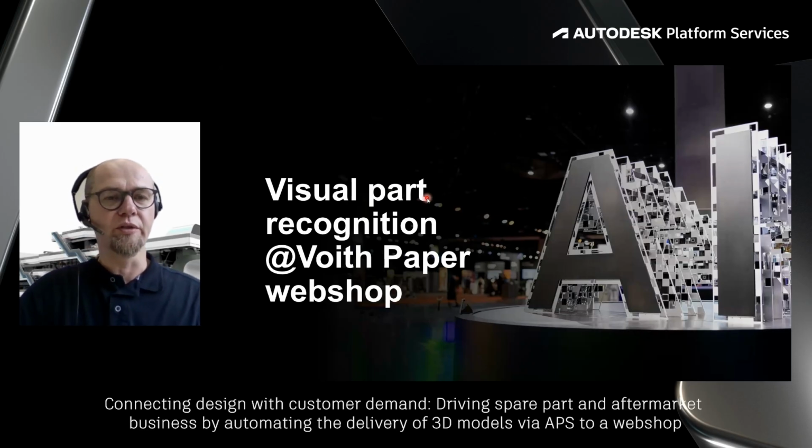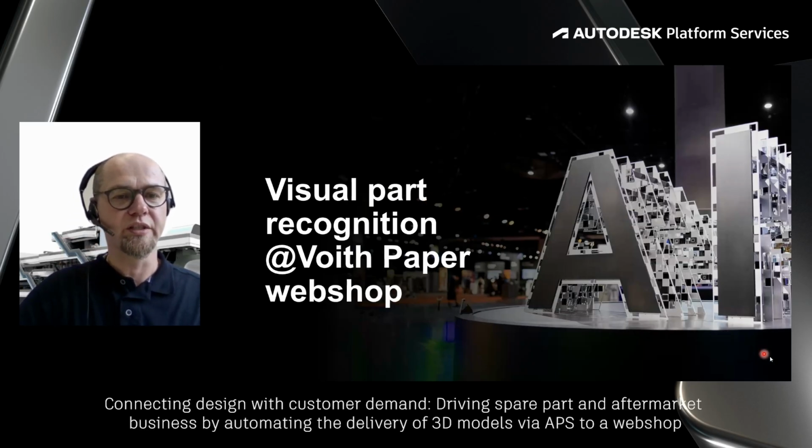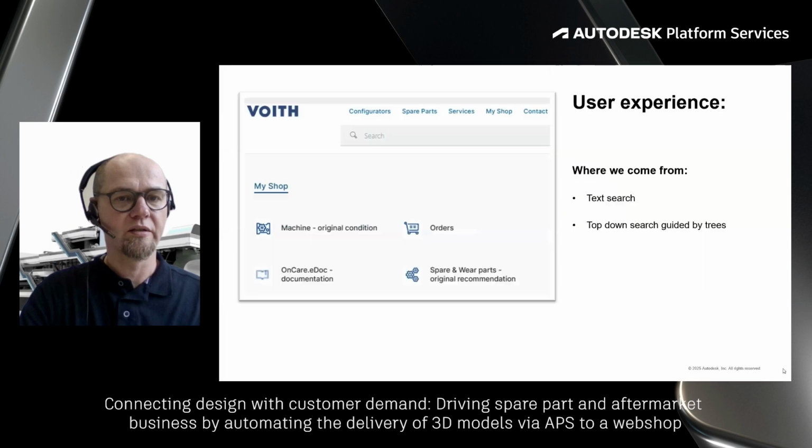Let's come to the second point, visual part recognition at the Voith Paper webshop. Once we had our 3D models in the webshop, we thought, what else other than visualization can we do with this data? And more or less the logical consequence was to use it for visual part recognition.